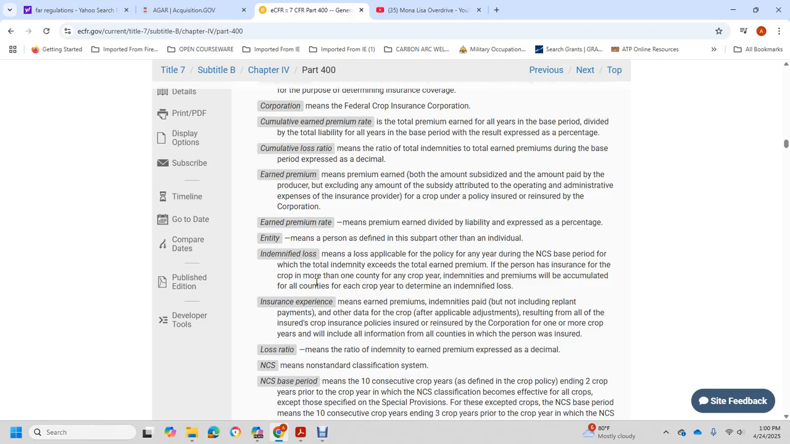Insured experience means the earned premium and indemnities paid, but not including a replant payment or other applicable adjustment, as the result of the firm and all of the insured crops under the policy insured or reinsured by the Corporation for one or more crop years, and includes the information for all of the counties in which the person was insured. Loss ratio means the indemnities divided by the earned premium, expressed as a decimal.